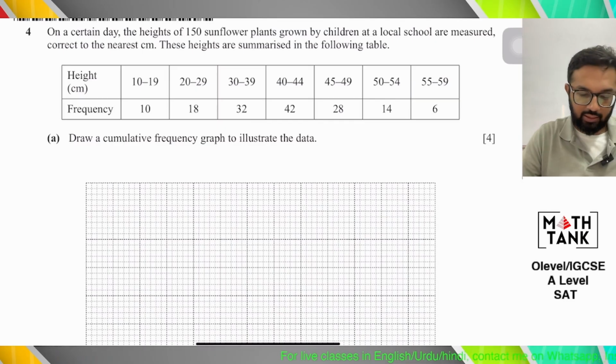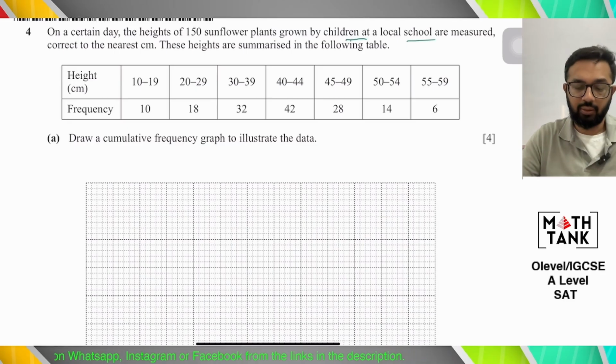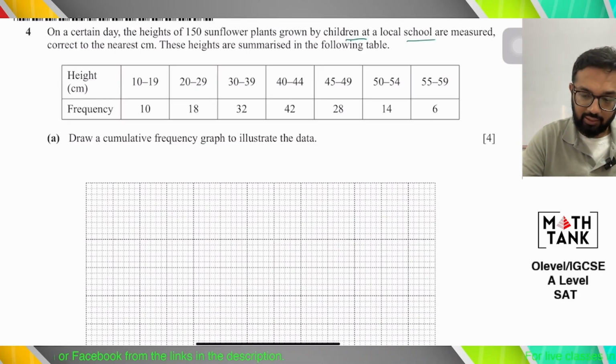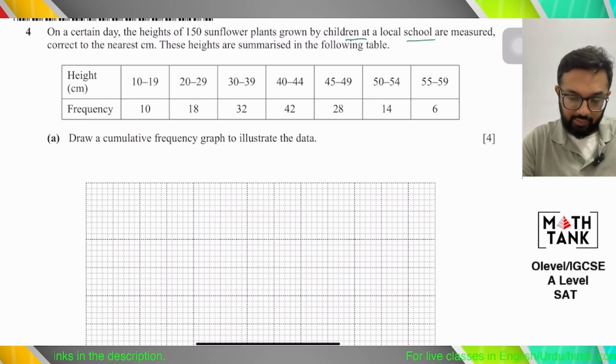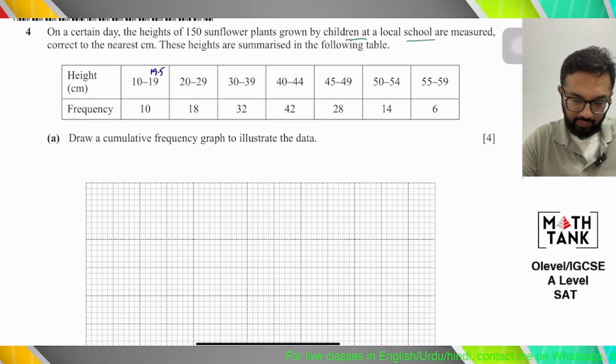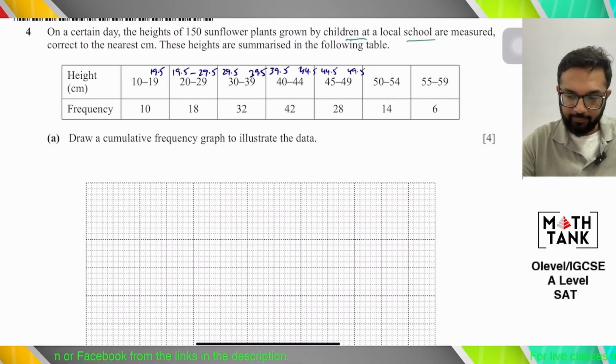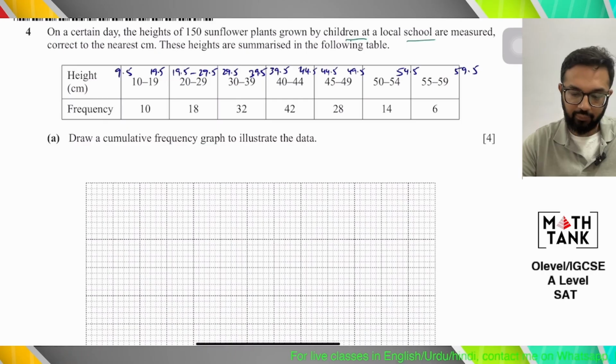On a certain day, the heights of 150 sunflower plants grown by children at a local school are measured correct to the nearest centimeter. The heights are summarized in the following table. Draw a cumulative frequency graph. Before I can draw a cumulative frequency graph, I need to correct these classes. They will have to be connected, so 19.5 and 19.5, and then 29.5 and 29.5, and then 39.5 and 39.5 and 44.5 and 44.5 and 49.5 and 54.5 and 59.5. Okay, this would become 9.5.